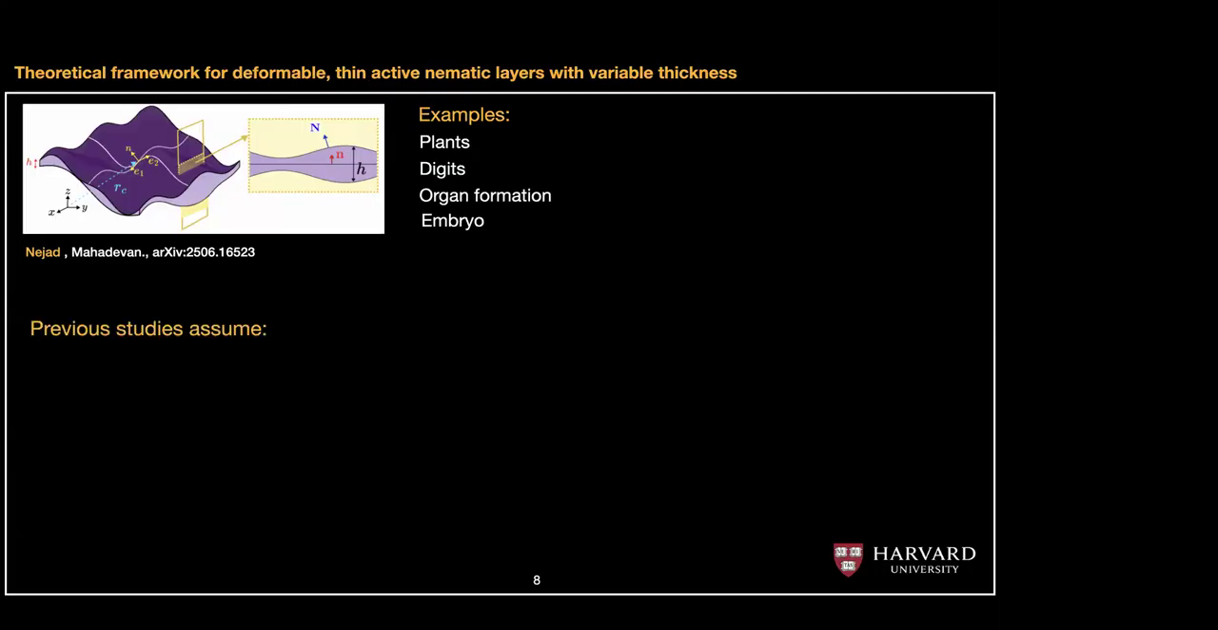And there are works on thin films that change their shape. But all the previous studies have ignored the thickness. So they assume that the thickness is fixed and that there is a 2D world, meaning that the thin layer is not embedded in 3D. So the world only consists of this film.